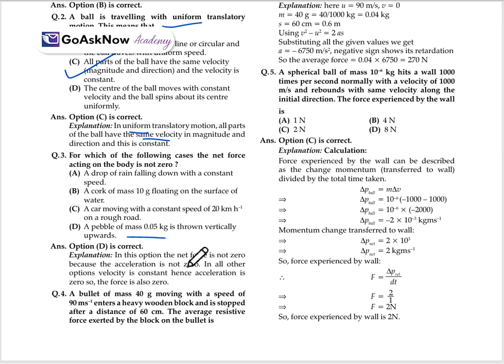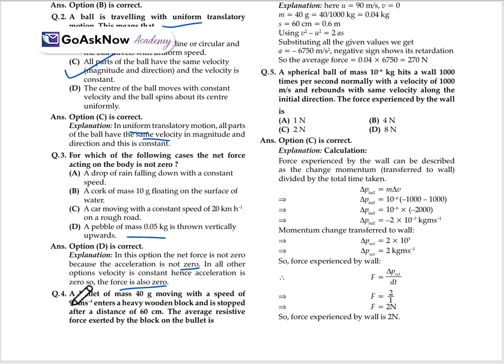Explanation: in this option the net force is not zero because the acceleration is not zero. In all other options, velocity is constant, so the acceleration is zero, and so the force is also zero. But in the upward direction case, the force will not be zero. So option D will be correct.